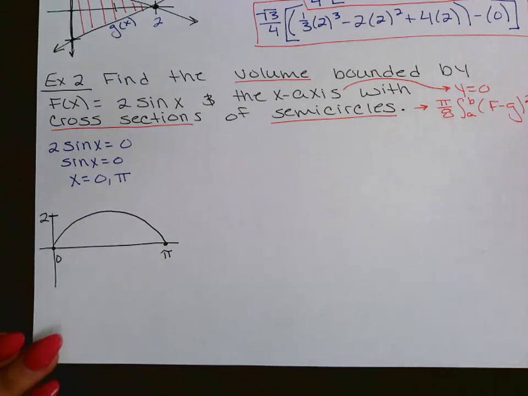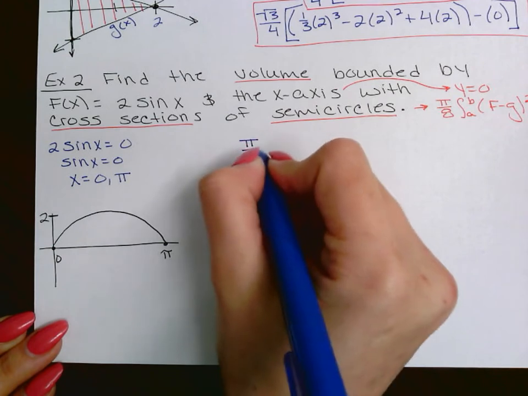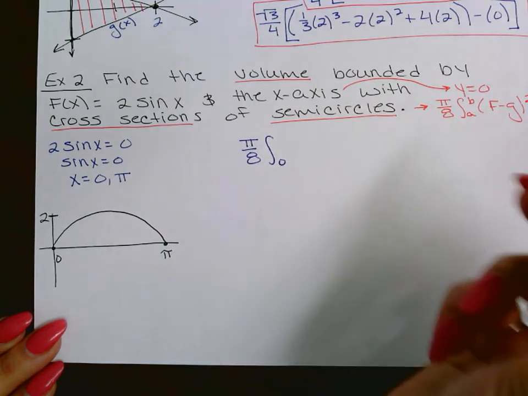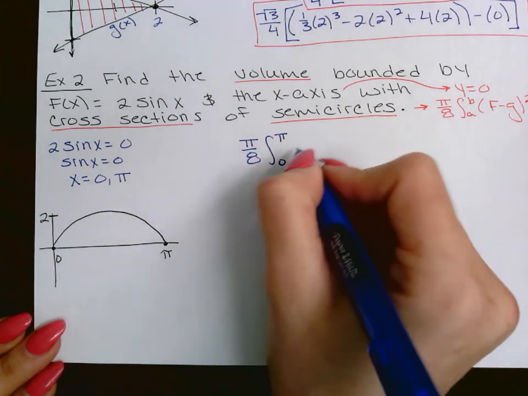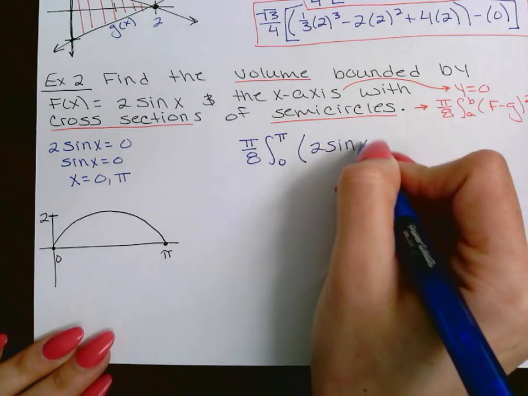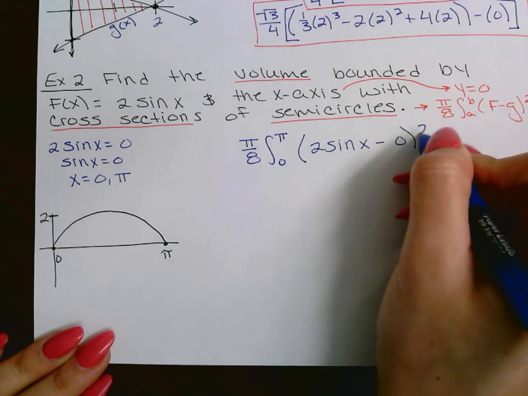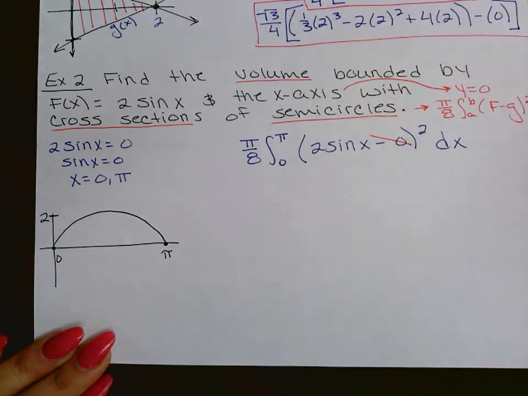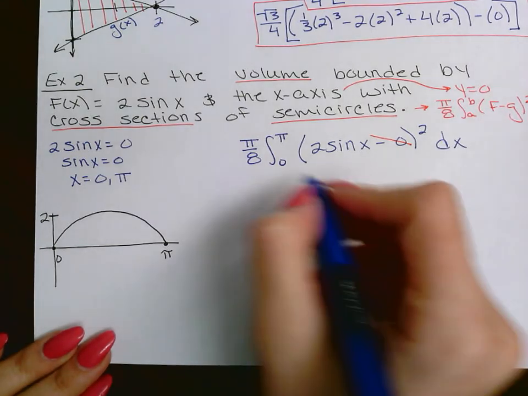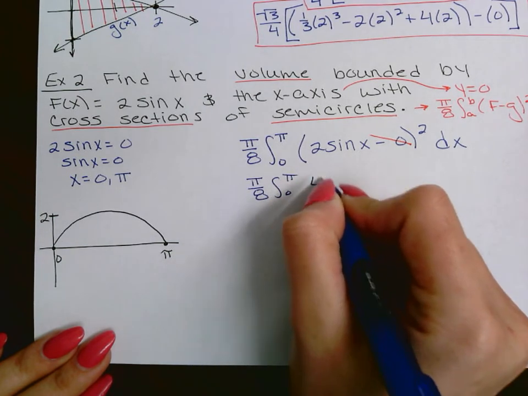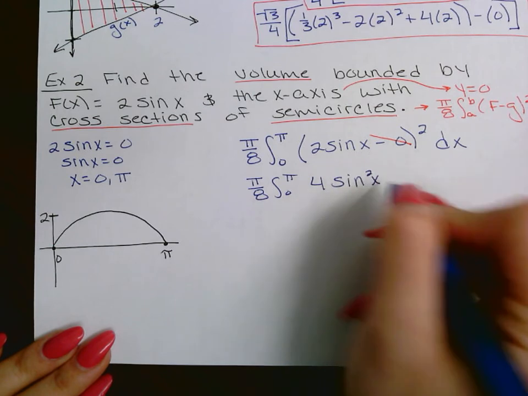So now, I have pi over 8 times my integral. Who's my a? 0. And my b is pi, of f minus g. So I have 2 sine of x minus g, which is 0, squared. So this minus 0 is irrelevant. Anything minus 0 is just itself. What does 2 sine of x squared give me? Nice. 4 sine squared of x.